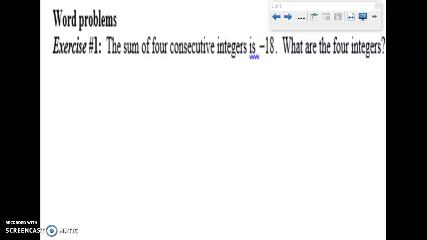Okay, now let's get into the solving of this. How would we find missing consecutive integers given maybe a certain situation? Like this one. The sum of 4 consecutive integers is negative 18. What are the 4 integers?